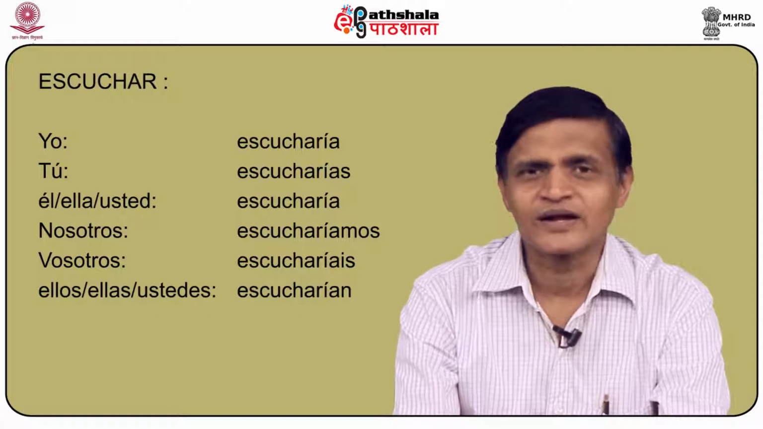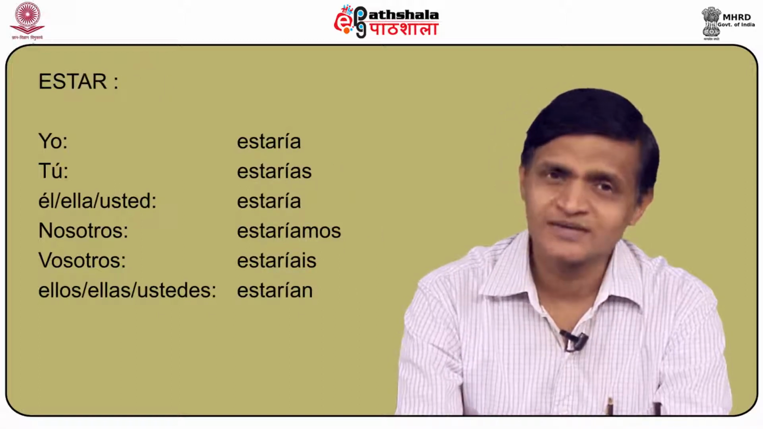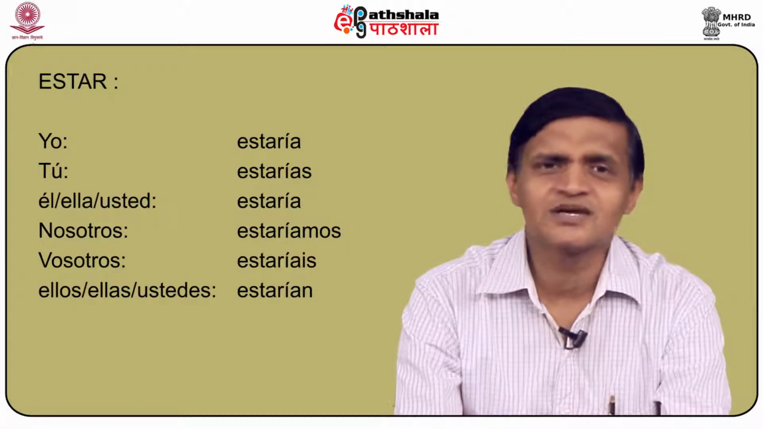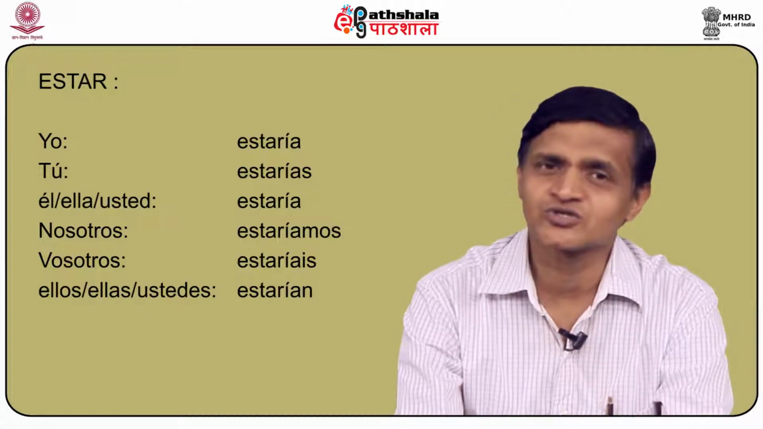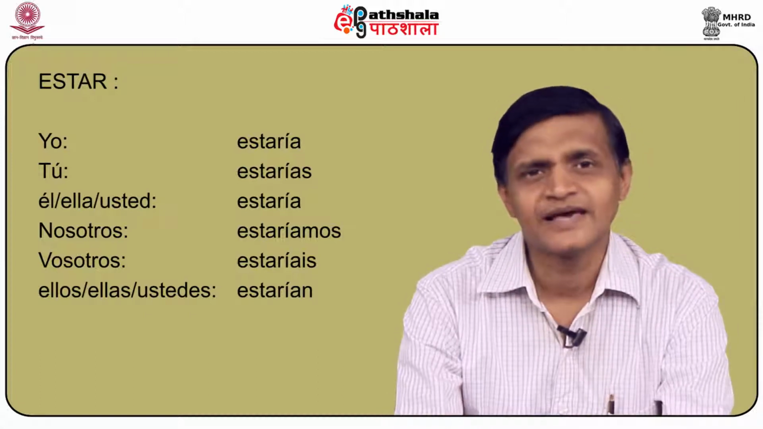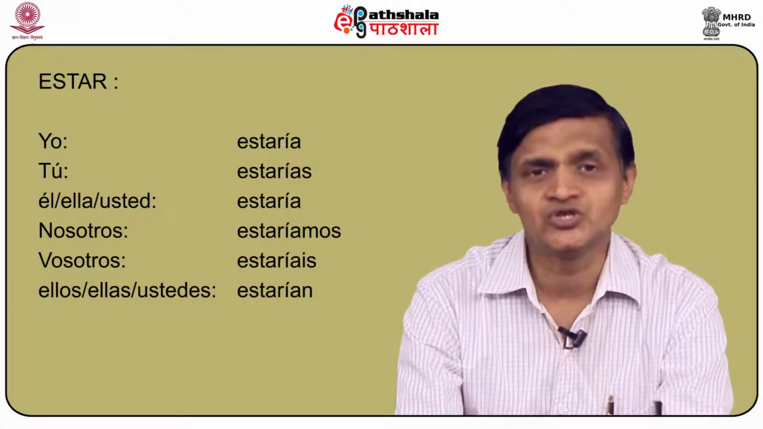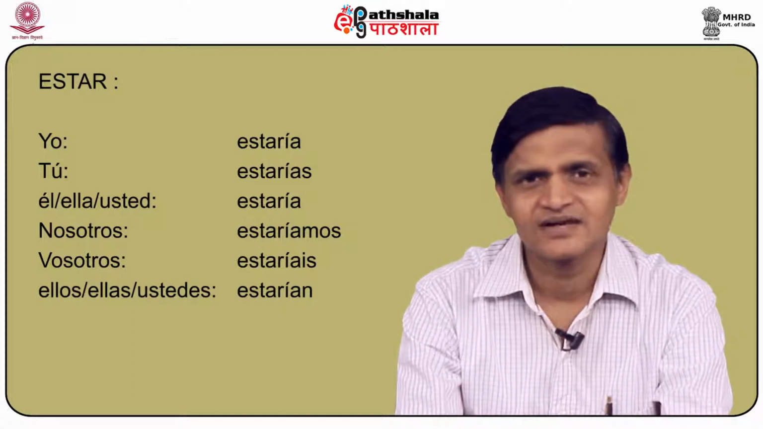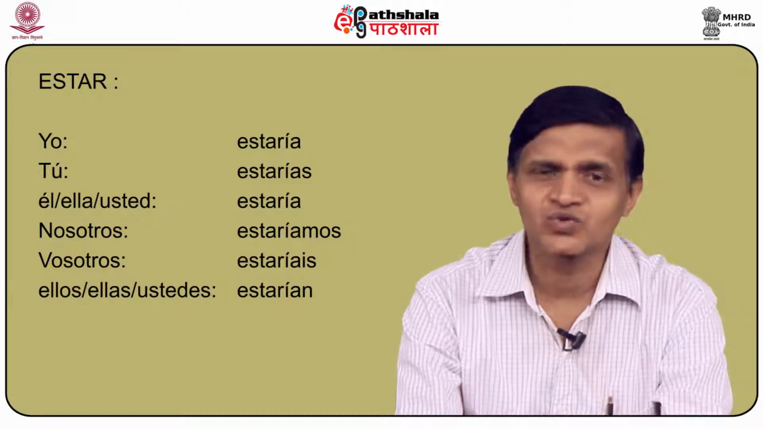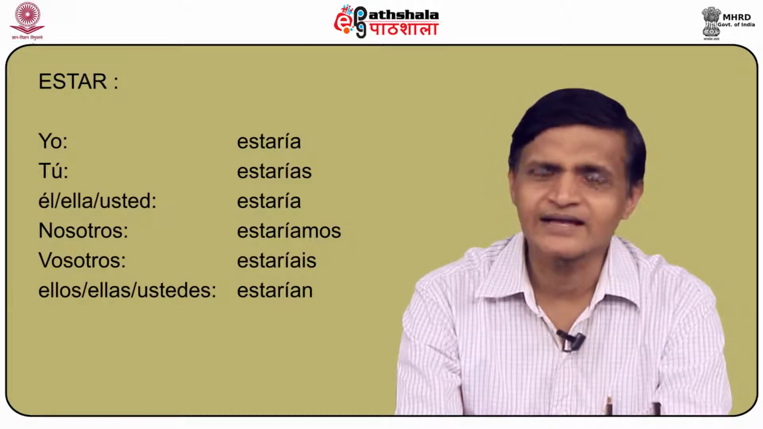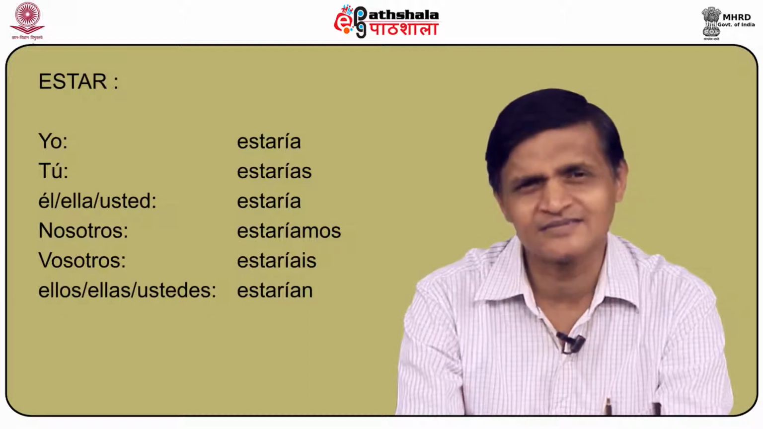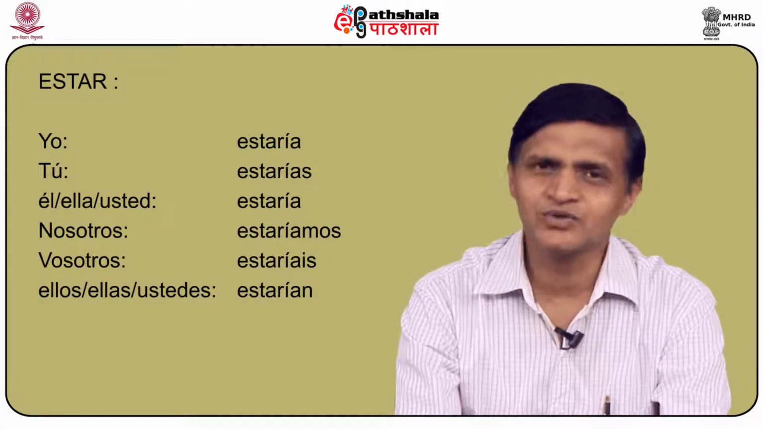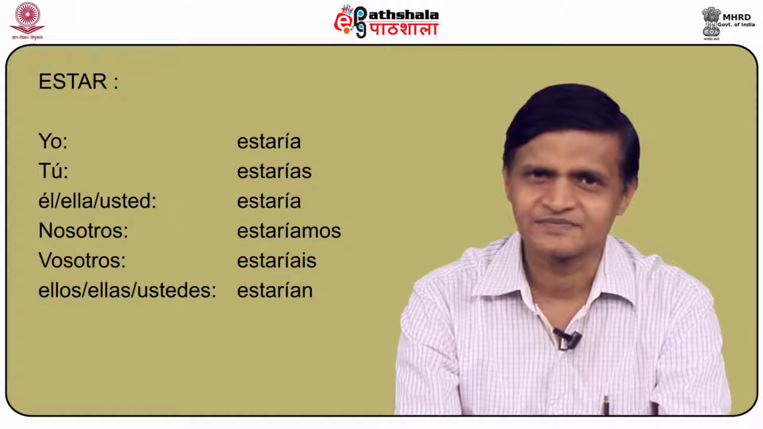We come back again to another important verb, which is estar, which means to be. How do you conjugate estar in the conditional manner? We use it many times, and that is why the conditional tense of estar is also very important. Estar is conjugated in the conditional as yo estaría, tú estarías, él, ella, usted estaría, nosotros estaríamos, vosotros estaríais, and ellos, ellas, ustedes estarían. I repeat, estaría, estarías, estaría, estaríamos, estaríais, and estarían.